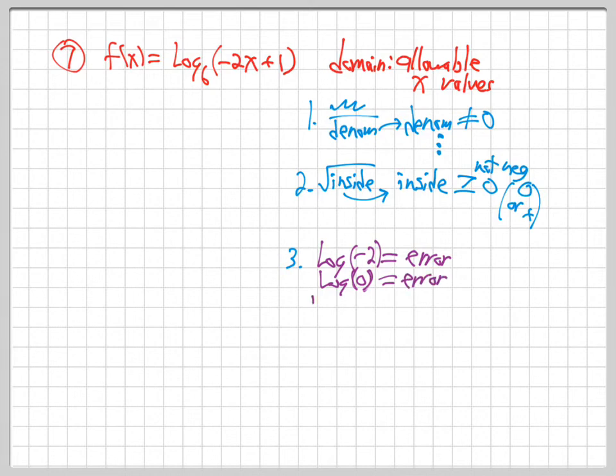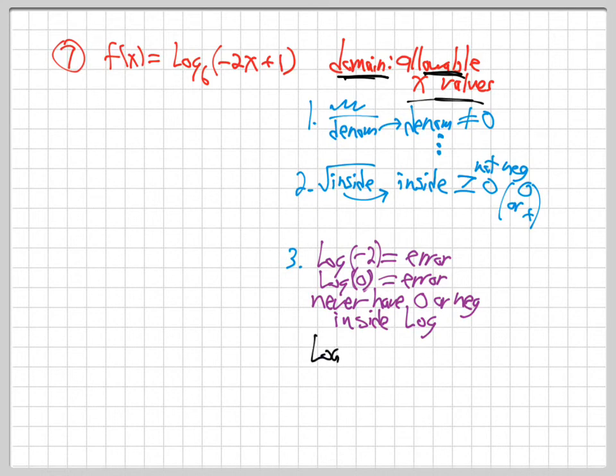So basically, we can never have 0 or negative inside of a log. We can never have 0 or negative inside of a log. So this gives our third domain rule, what's allowed and what's not allowed. That's what it's all about. So what's not allowed with a log?